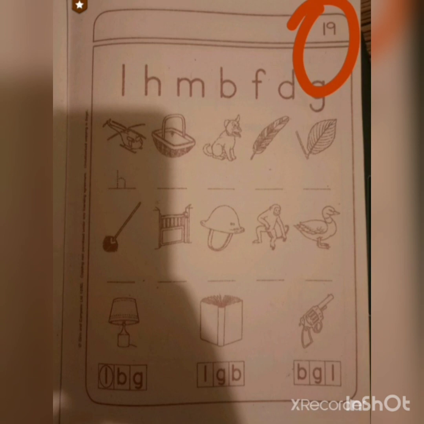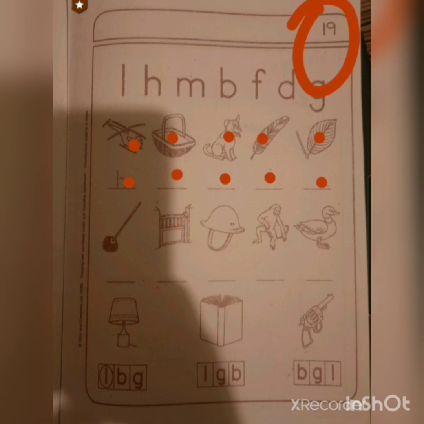They have given you the letters I, H, M, B, F, D and G. And they have given you 5 pictures and they ask you to write the correct starting letter under each picture. H helicopter, B basket, D the dog, F for feather, L a leaf, M a mop, G a gate, H a helmet, M a monkey and D the duck.